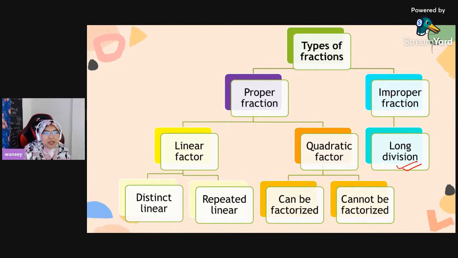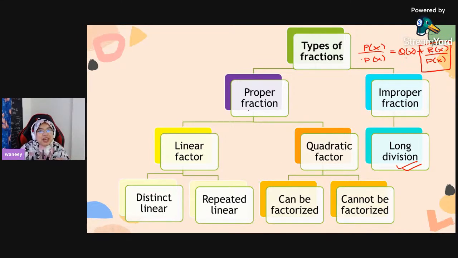Okay, so for an improper fraction, when you do the long division, you are going to get something like p(x) over d(x) equal to q(x) plus r(x) over d(x), which is the remainder over the divisor. So if you have an improper fraction, after long division you take the remainder fraction and do partial fraction for that. If you have a proper fraction, then you can directly do the partial fraction.